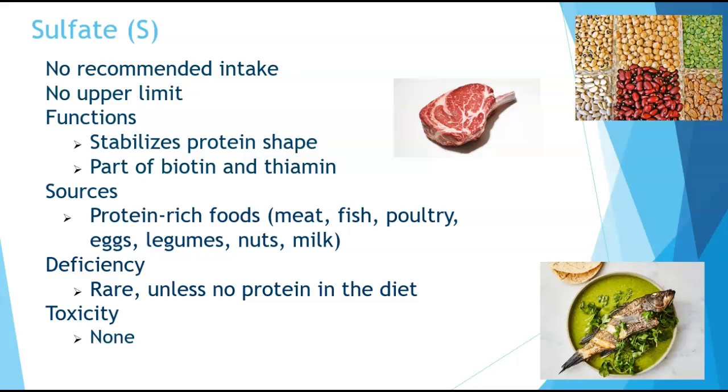Sulfate is the last of the major minerals. There is no recommended intake and no upper limit. It stabilizes the protein shape, and it's part of biotin and thiamine. We find it in protein-rich foods like meat, fish, poultry, eggs, legumes, nuts, and milk. And it's rare to be deficient in it unless you have no protein in your diet. And that, of course, would be very hard to do. And there are no toxicity symptoms. And those are your major minerals.